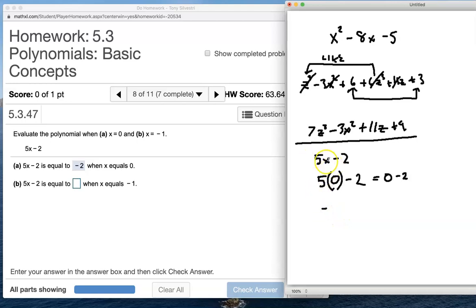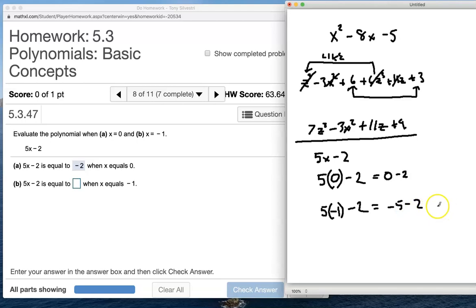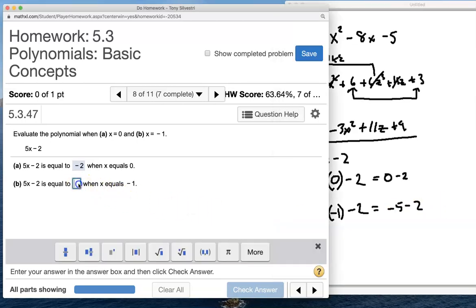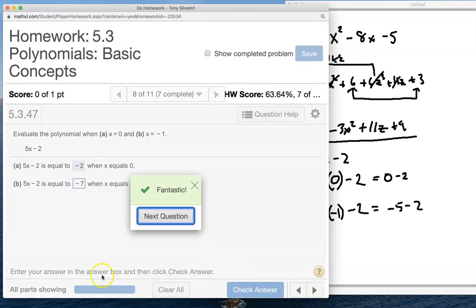Now, what happens when we plug in minus 1? See, this is the template right over here. I'm going to plug in minus 1. And make sure you put parentheses around it because otherwise it looks like 5 minus 1. You don't want that. Now it looks like what we're supposed to do: minus 1 has to be multiplied by 5. Copy the rest down. Multiplication first. Minus 5 minus 2. Minus 5 minus 2 is minus 7. Check your answer. Great job.